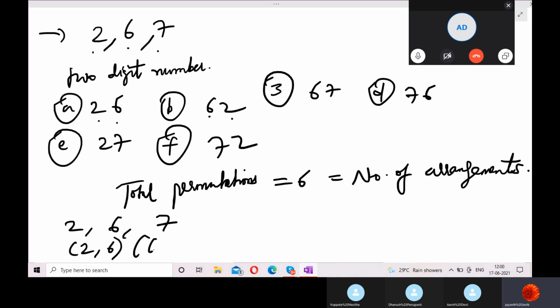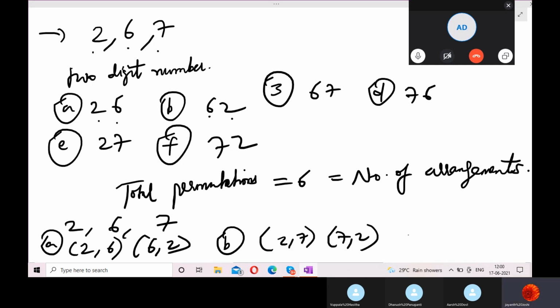2, 6, 6, 2: group number A. 2, 7, 7, 2: group number B. 6, 7, 7, 6: group number 3. So how many groups are you forming? Tell me. Sir, 3. 3 groups. That's it.